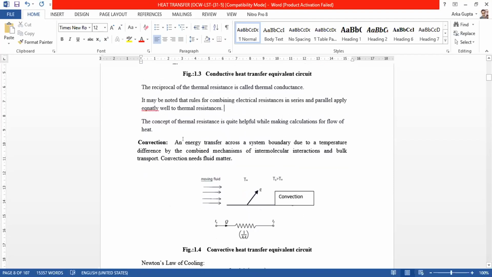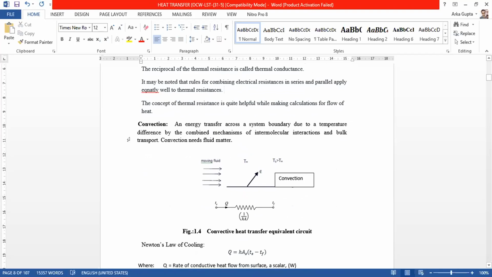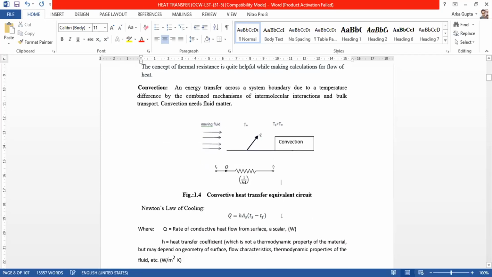Now convection. It is an energy transfer across the system boundary due to temperature difference by the combined mechanisms of intermolecular interactions and bulk transport. So some fluid flow is required here. For conduction, no fluid flow is required; it is the flow inside the solid, but for convection there must be some fluid flow. And from Newton's law of cooling, the heat transfer by convection is Q = hA(Ts - Tf), where Ts is the solid surface temperature and Tf is the fluid temperature. That's how heat transfer through convection can be obtained.